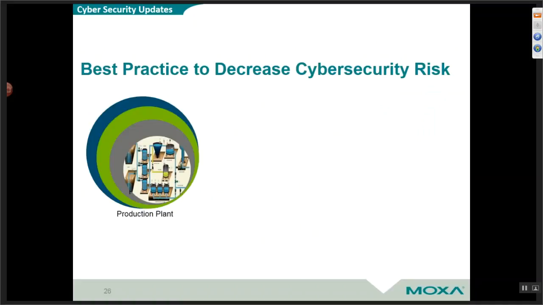So what happens if we want to include cybersecurity in our plant network? Well, I would like to give you a few of the best practices and ways to decrease that cybersecurity risk.